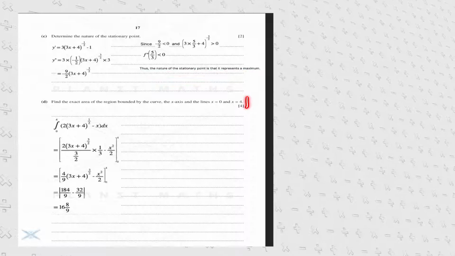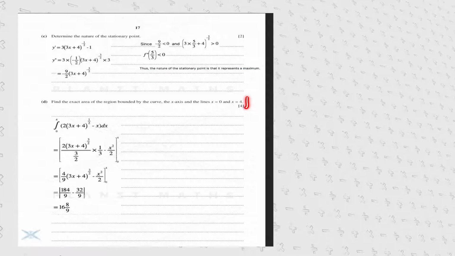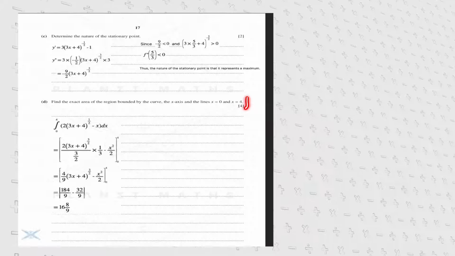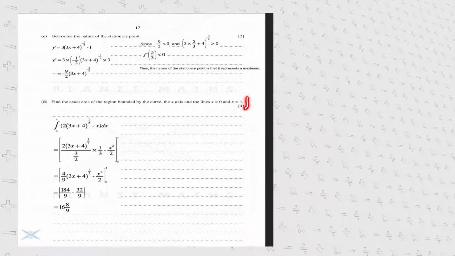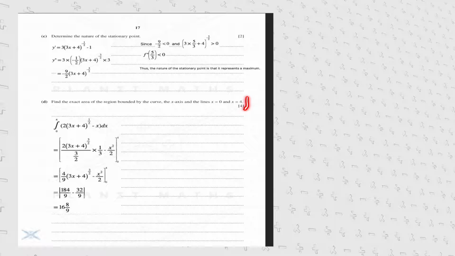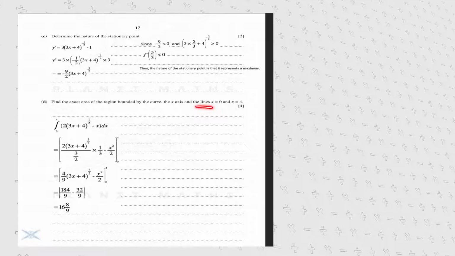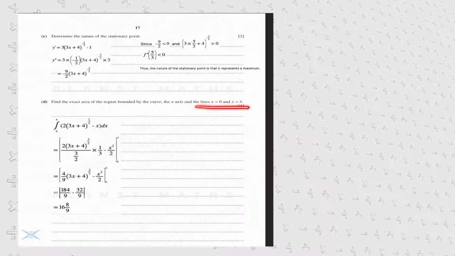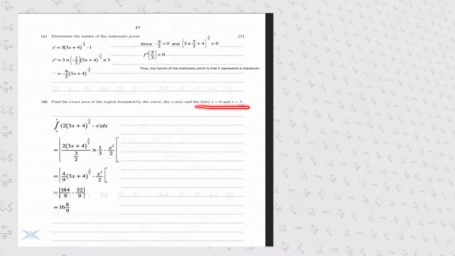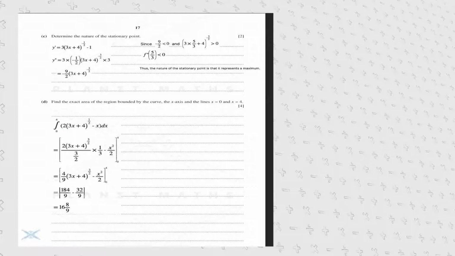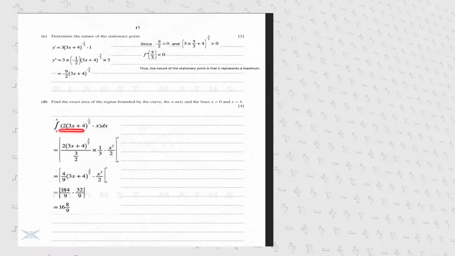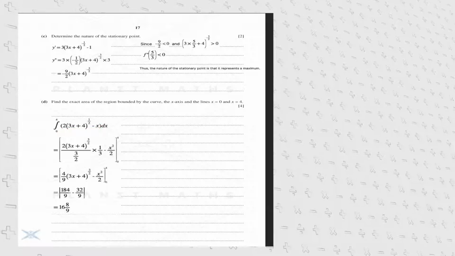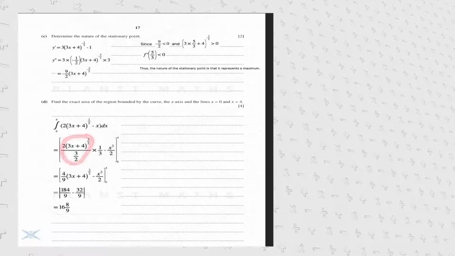Lastly, to conclude this exam paper, we are supposed to find the exact area of the region bounded by the curve, the x-axis, and the lines x equals 0 and x equals 4. Two of the lines, x equals 4 and x equals 0, provide us with the upper and lower boundary of our area. So in the following step, we need to integrate the equation of our curve, which is done using a combination of the power rule and the chain rule.